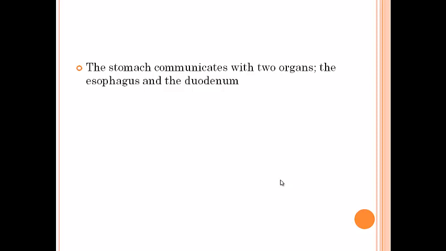So if you squeeze the stomach too much, its contents can either pass to the duodenum or they can pass to the esophagus. And we know that, obviously, the food needs to stay in the stomach for a while in order to allow digestion to happen. So that means that we don't want free communication between these three organs.